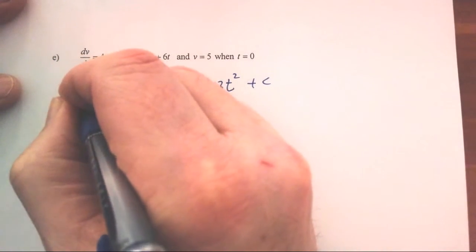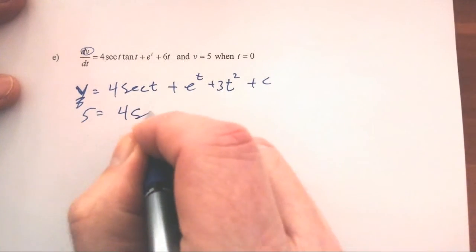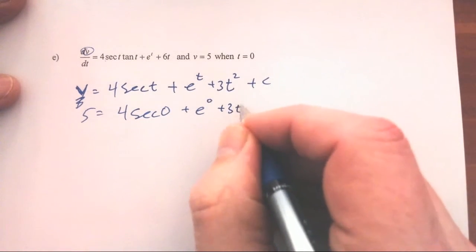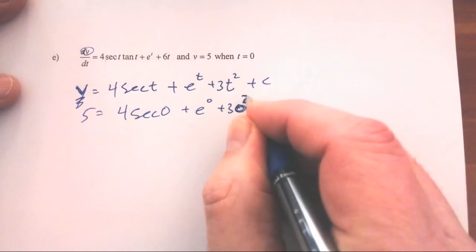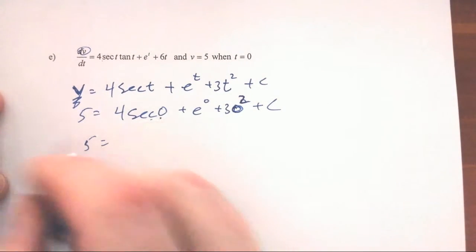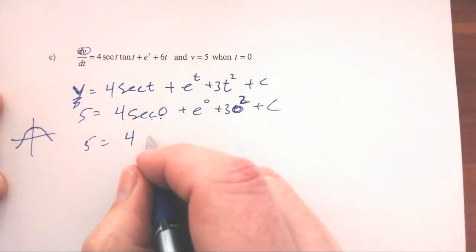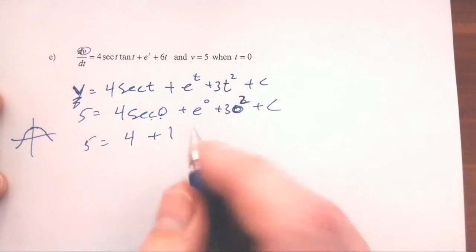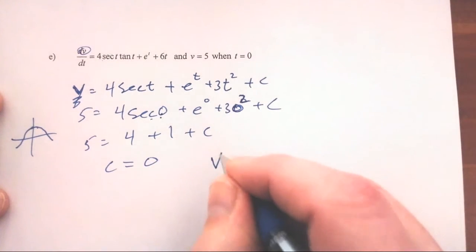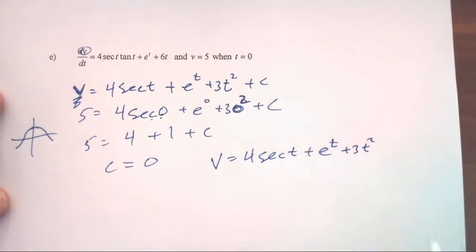Oh, this is v equals, did that earlier too. So v is 5 when t is 0: 4 times secant of 0, plus e to the 0, plus 3 times 0 squared, plus c. Made a mess out of that. 5 equals, well, cosine of 0, just talked about it, cosine of 0 is 1. The reciprocal of 1 is 1, so this is 4 times 1, plus 1. 3 times 0 squared is 0, plus c. So c, subtract 5 on both sides, is 0. So our final answer, v is 4 secant t plus e to the t plus 3t squared plus 0.